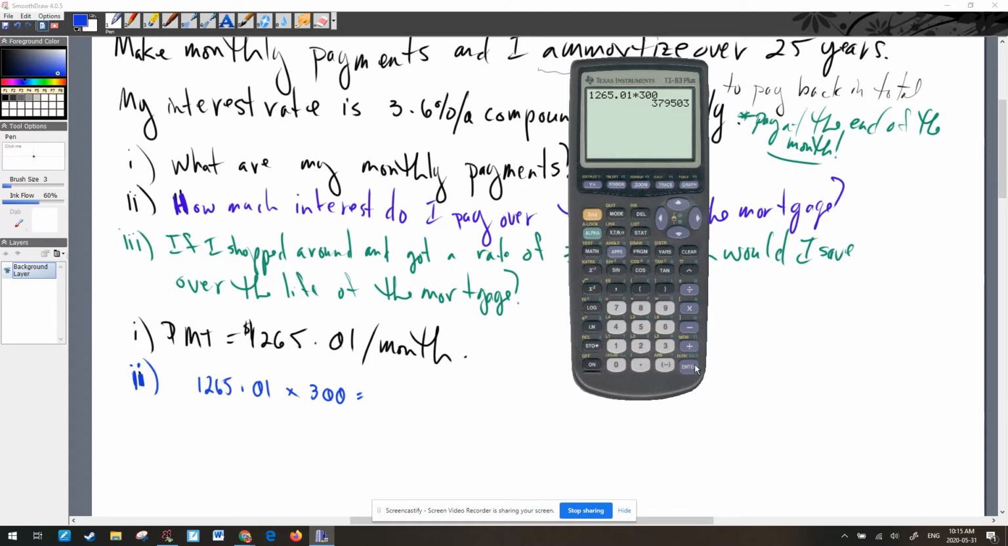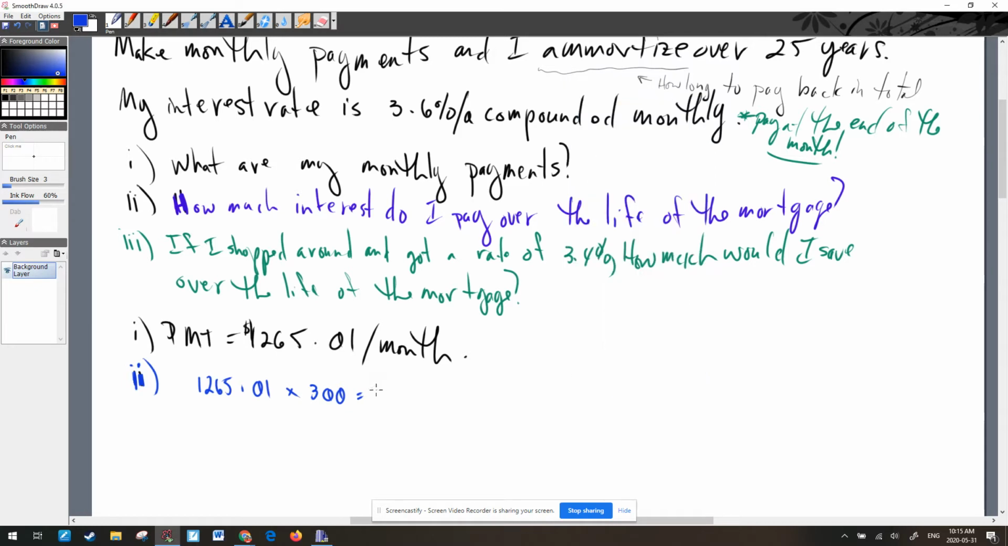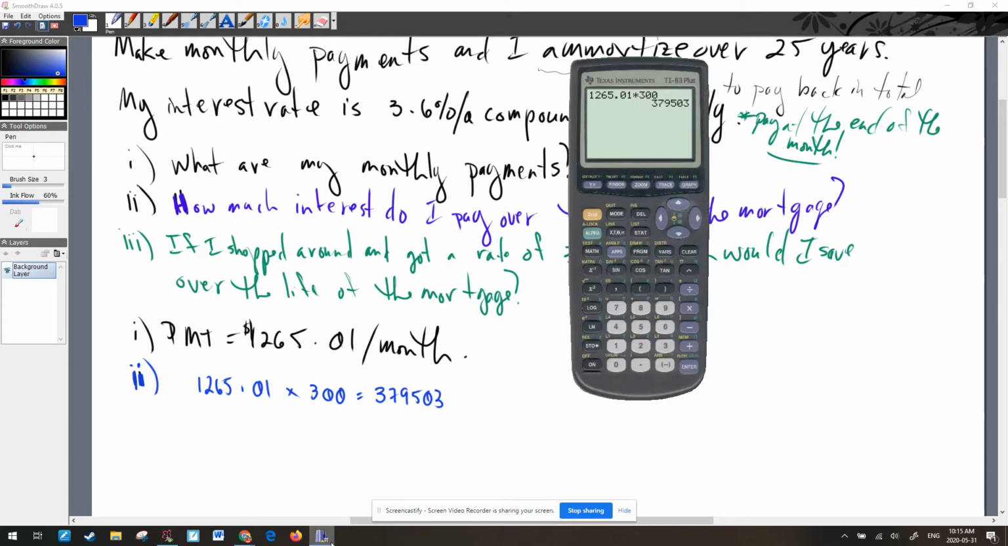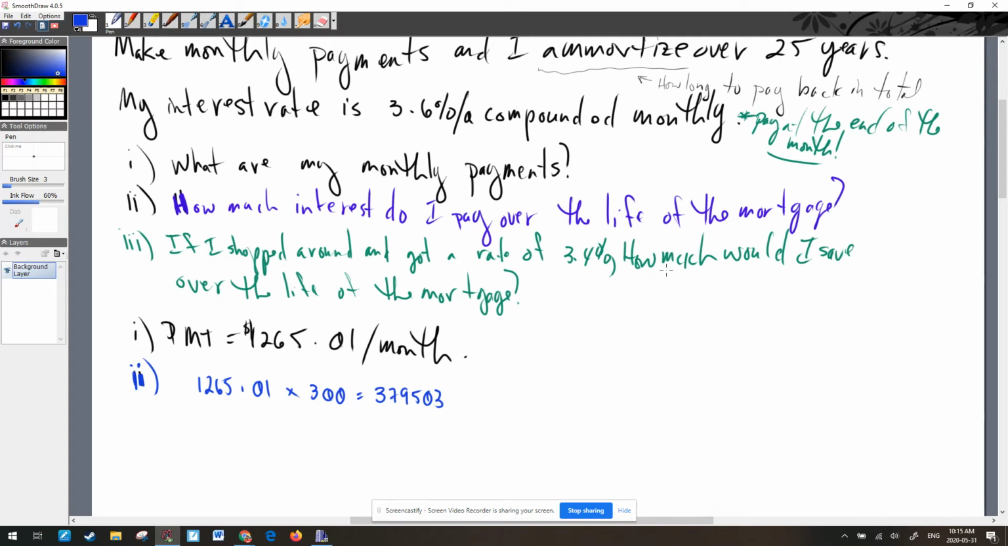And we pay a total of $379,503. There must have been some cents there, was there? No cents. Okay, so there we go. That is how much we pay back in total, the total dollars I paid to the bank.